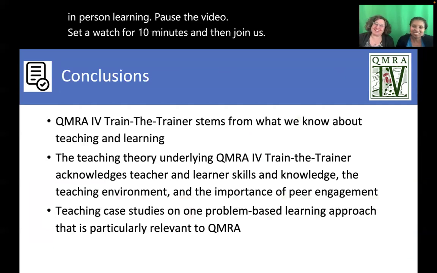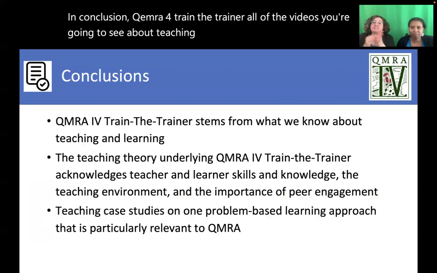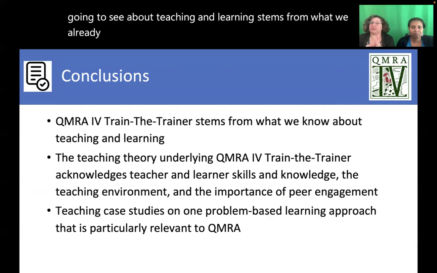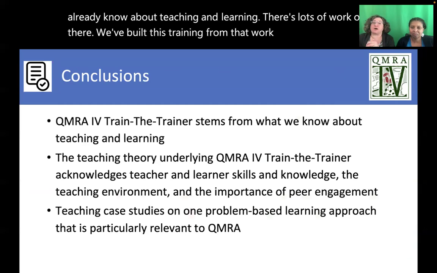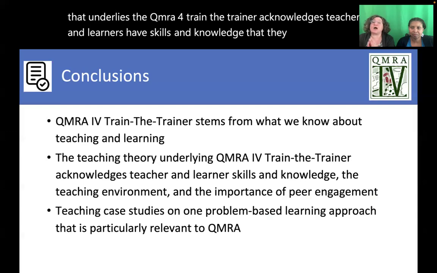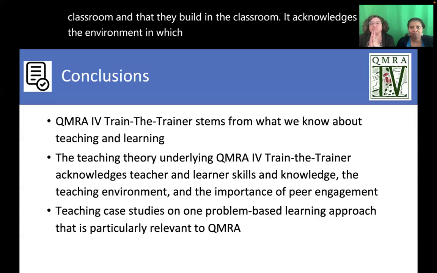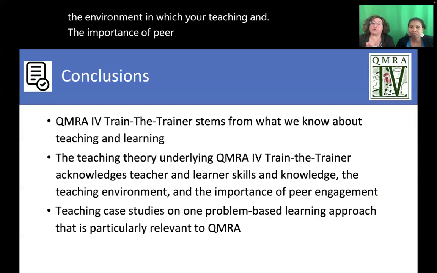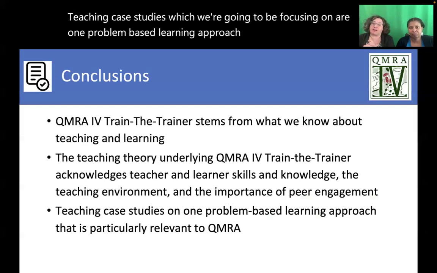In conclusion, QMRAIV Train the Trainer, all of the videos you're going to see about teaching and learning stems from what we already know about teaching and learning. There's lots of work out there. We've built this training from that work. The teaching theory that underlies the QMRAIV Train the Trainer acknowledges teachers and learners have skills and knowledge that they bring to the classroom and that they build in the classroom. It acknowledges the environment in which you're teaching and the importance of peer engagement, interaction, and co-learning.